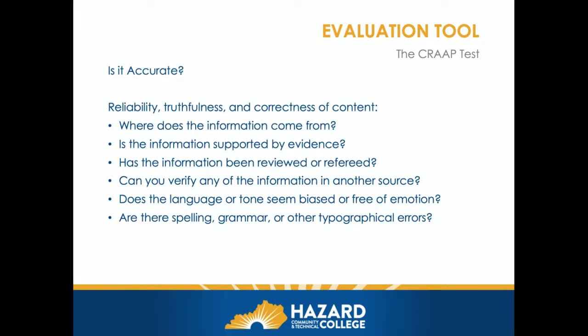Accurate: so reliability, truthfulness, and correctness of the content. Questions you can ask yourself about accuracy: where does the information come from? Is the information supported by evidence? This is a very important question, especially now. There is not a lot of supporting evidence for information being put out because it's so new that there hasn't been time to provide a lot of evidence. So that is very important to keep in mind if you're finding information on the internet about what's going on now with the coronavirus.